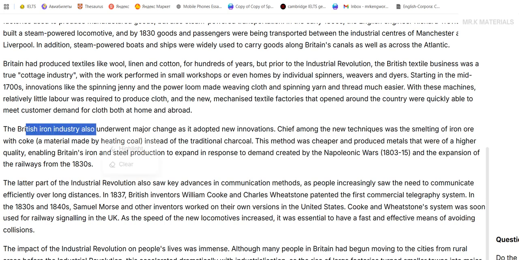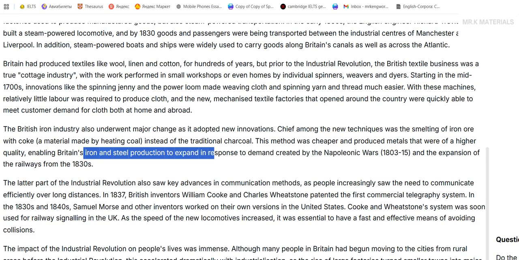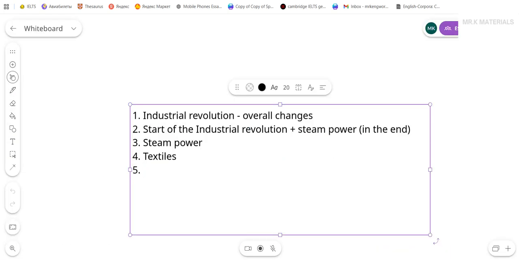Okay, this one, I guess about iron industry. Let me check the last sentence to check if it's about iron. It says iron and steel. Yeah, it's fully about iron. Okay, paragraph 5 is about iron.